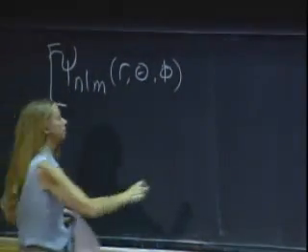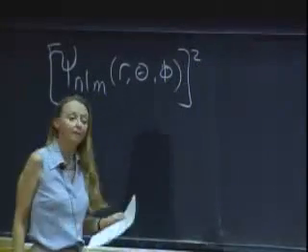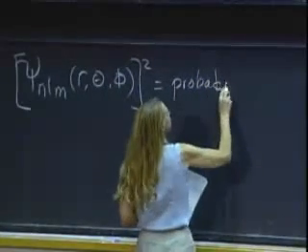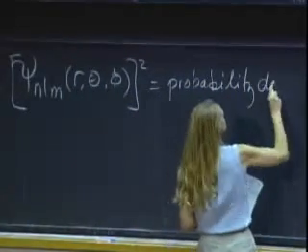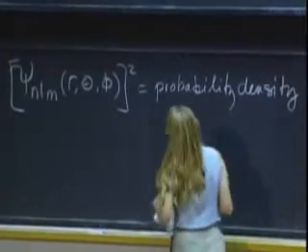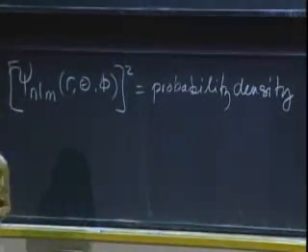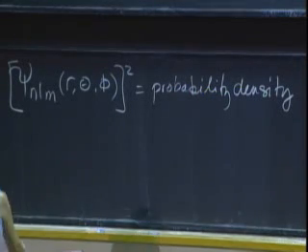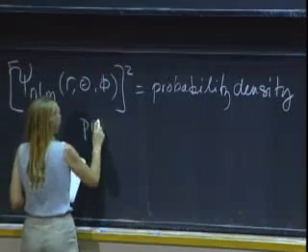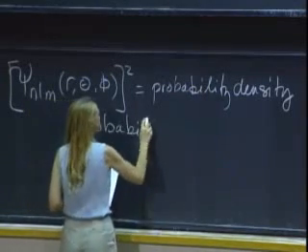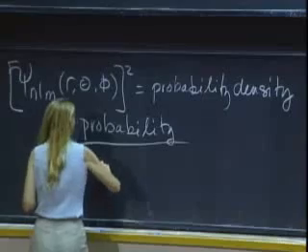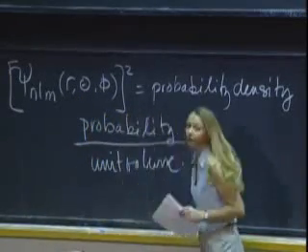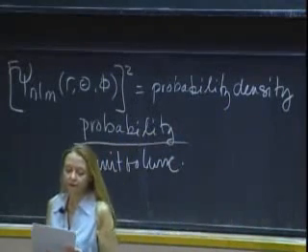Let me square it. Let me interpret that as a probability density. Probability density is not a probability. It's a density. Density is always per unit volume. So probability density is a probability per unit volume. Right? It's a probability per unit volume.